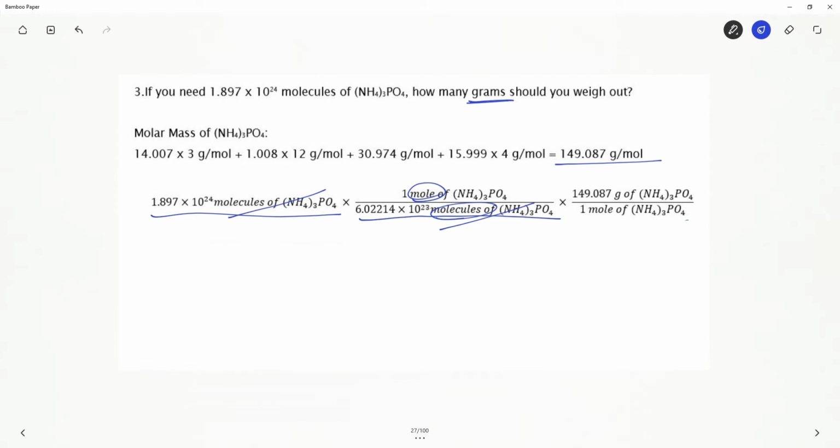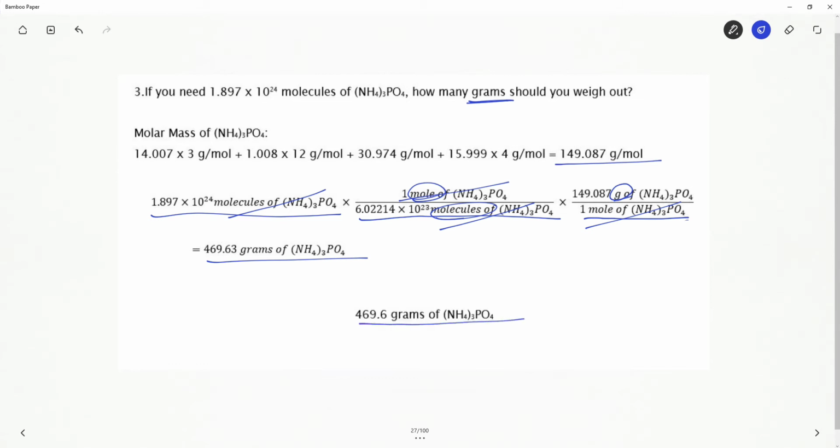Again, I watch my units carefully. I make sure with my molar mass that I put moles of ammonium phosphate in the denominator. That leaves me with grams of ammonium phosphate in the numerator. So my moles of ammonium phosphate have canceled out. I am left with grams of ammonium phosphate. Now I can actually punch it into my calculator and get an answer. This is the answer my calculator gives me. However, with the correct number of sig figs, my final answer is 469.6 grams of ammonium phosphate. Or of course you could convert it to scientific notation. In that case you would get 4.696 times 10 to the second grams of ammonium phosphate.